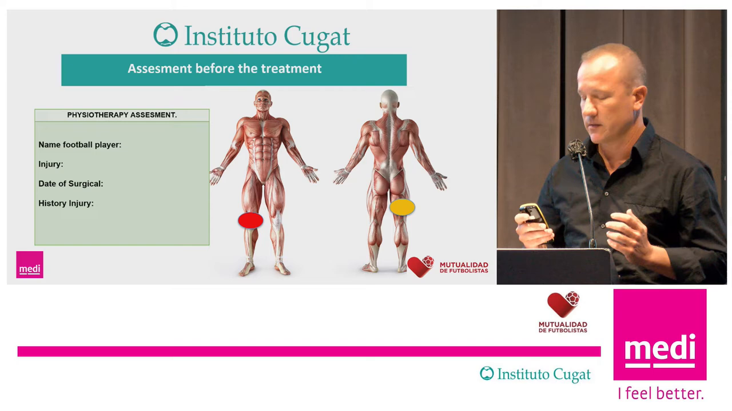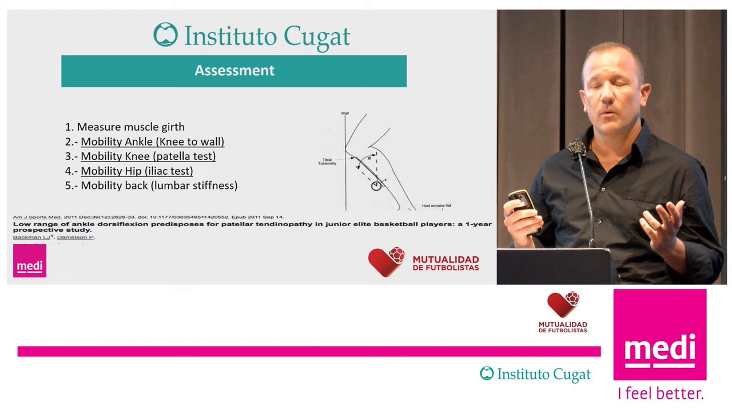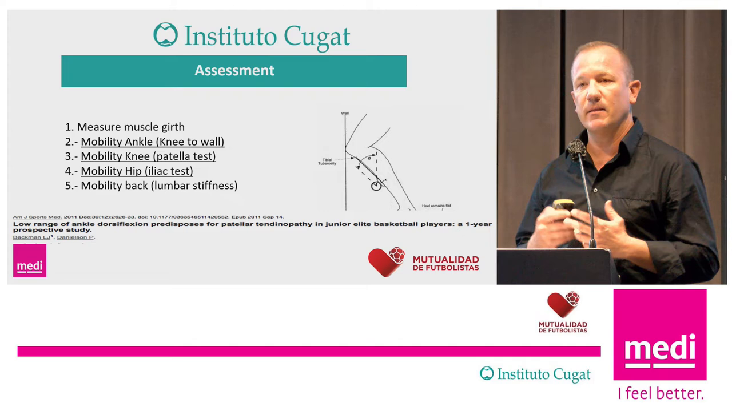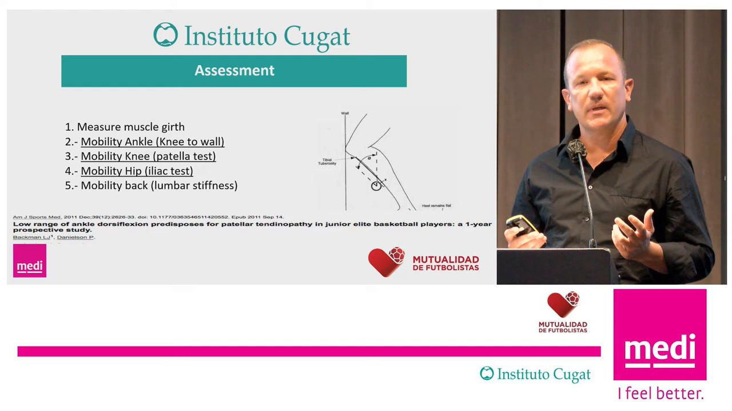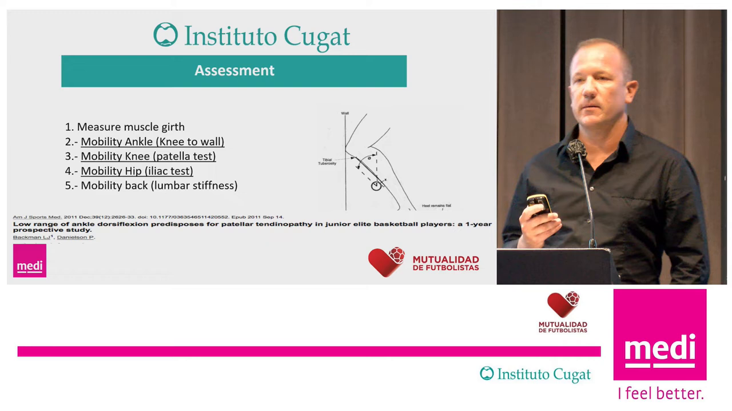There are five important aspects for us when we want to do the assessment. For example, we measure muscle girth and ankle mobility, for example with the knee to wall test. It's important to work ankle dorsiflexion for prevention of tendinopathy of the patellar tendon. Knee mobility with the patella test. Hip mobility is very important for us also. We check if the iliac is in anterior or posterior position, because it can influence when the football player starts walking. And back mobility is also important: whether the football player has good mobility in her back or a little stiffness.